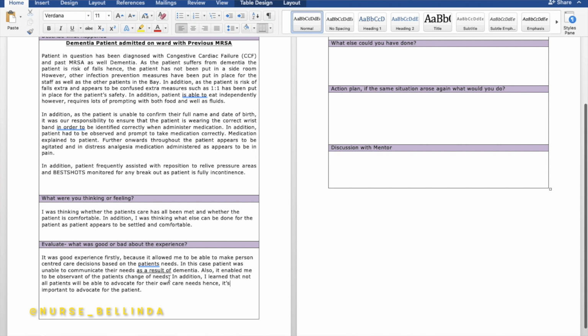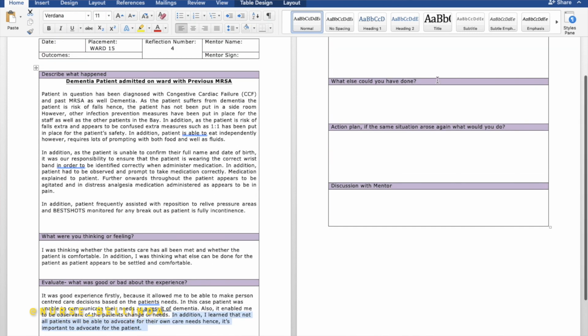So that is what I wrote so far. So what sense can you make out of the situation? Also, I'm going to basically copy and paste what I've already said.